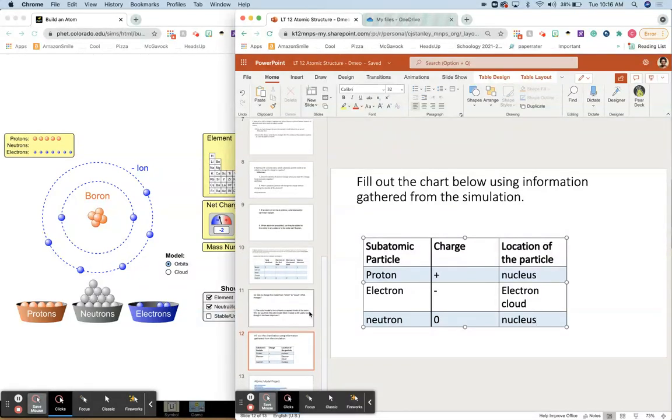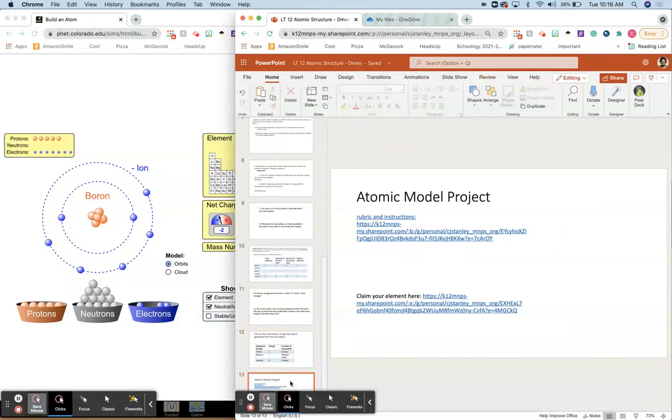Alrighty, awesome work. Last but not least, to summarize what we've been doing this whole 9 weeks here, we're going to do an atomic model project. Go ahead and click this rubric. Just kidding. I'm going to make another video about this project. So go ahead and press submit on this.